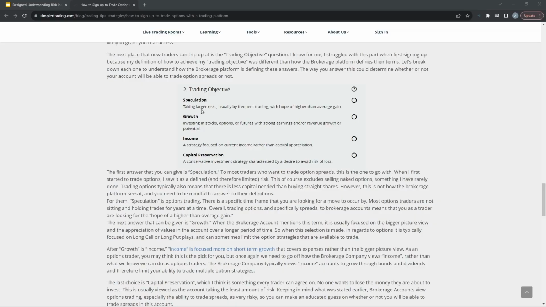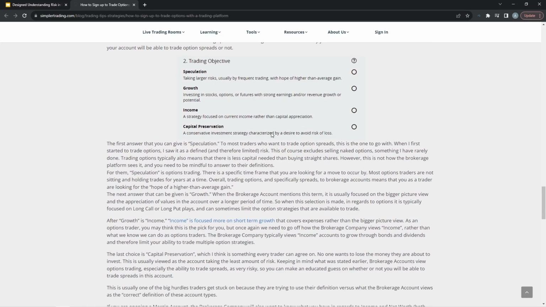They think that trading vertical spreads and butterflies is of a higher risk, that you'll be trading more frequently, and therefore it's a bit more of a speculation when you put on the trade. Even if, in general, usually it might be used for income, the brokerage account views it as speculation. So this is one that sometimes tricks people up. It's something to be mindful of. But speculation is usually the answer that they're looking for whenever you want to trade vertical spreads and options and all the different possibilities that options gives you in regards to strategies.